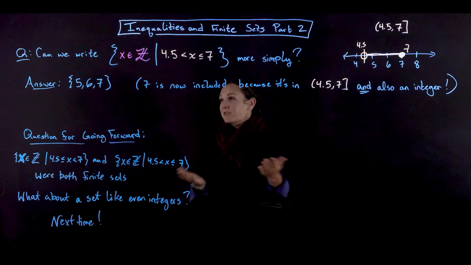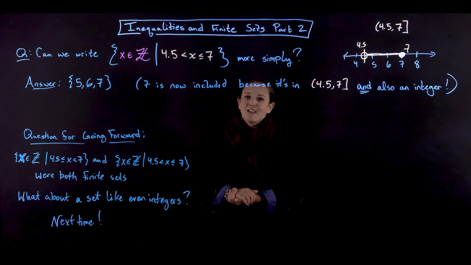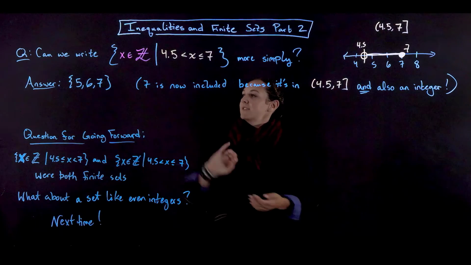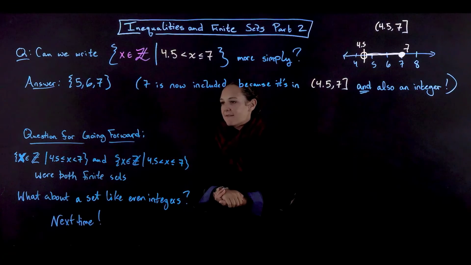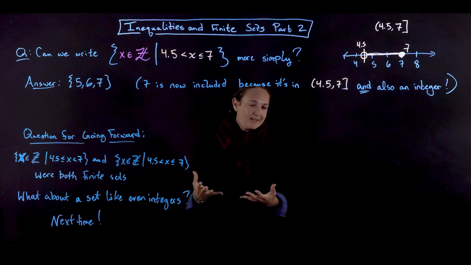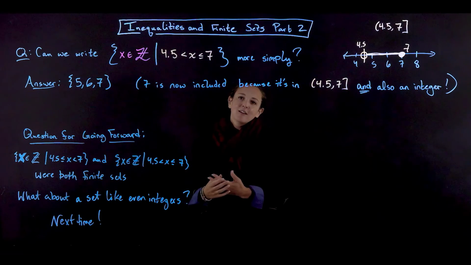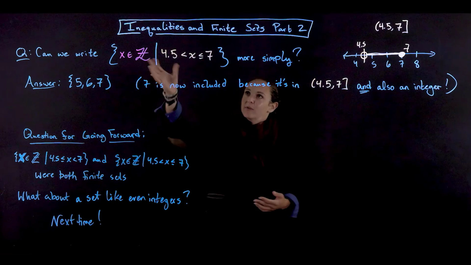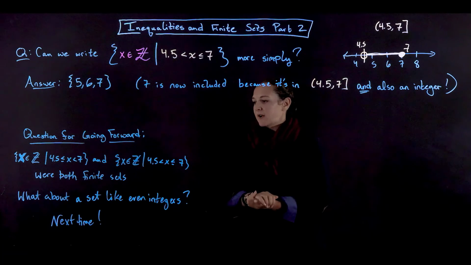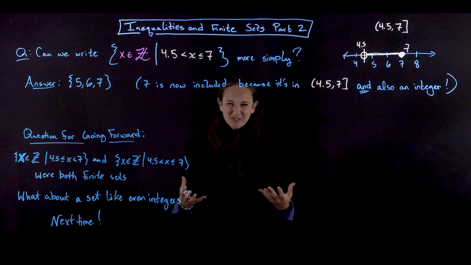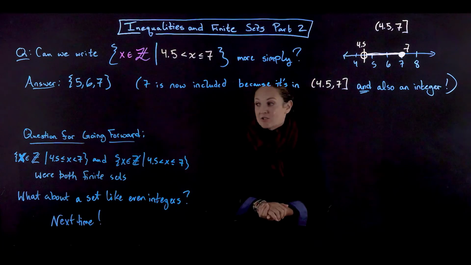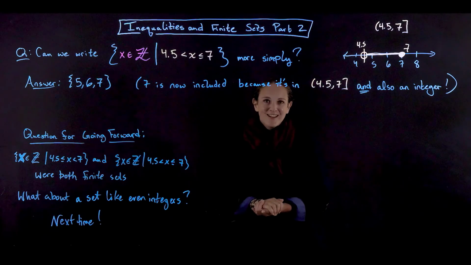In both cases, we're able to list out the elements in a set, including 5, 6, and 7. These were all finite sets: when I followed all the rules and took the numbers that satisfied them, I got something finite. But sometimes we're going to want to talk about sets that are not finite. We're going to talk about that in the next lecture.